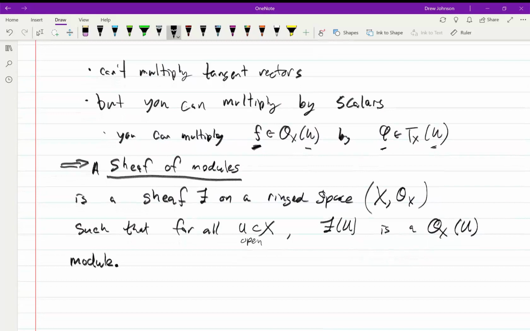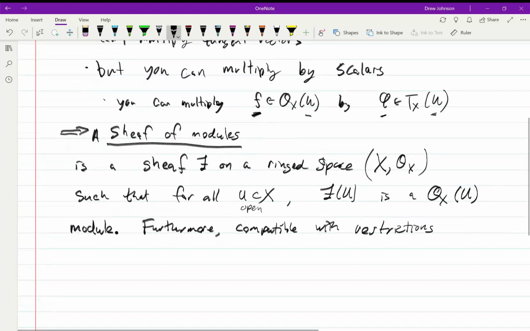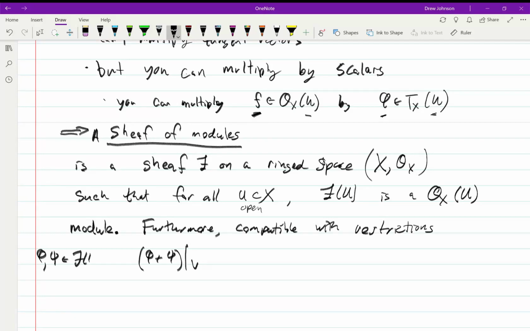Okay, and furthermore, we require that the module structure is compatible with restrictions. All right, so what do I mean by that exactly? I mean, if I have two sections, phi plus psi, and you restrict them to a smaller subset V. So let me say phi and psi are in F of U.